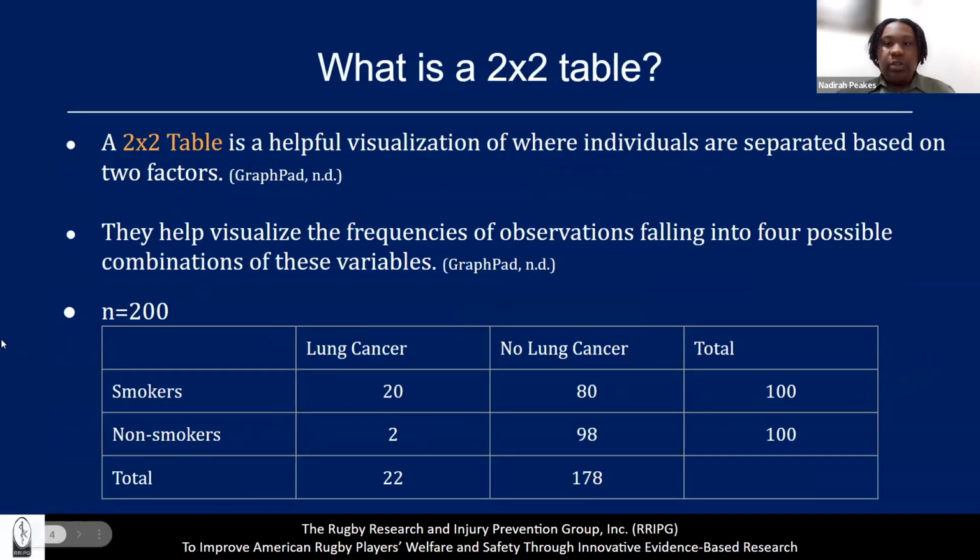The number of individuals is 200. Based on the table, we can see that there are 20 individuals that are smokers and have lung cancer. There are 2 individuals that are non-smokers and have lung cancer. There are 80 individuals that are smokers with no lung cancer, and there are 98 individuals that are non-smokers with no lung cancer. The total number of individuals with lung cancer is 22, and the total number of individuals with no lung cancer is 178.